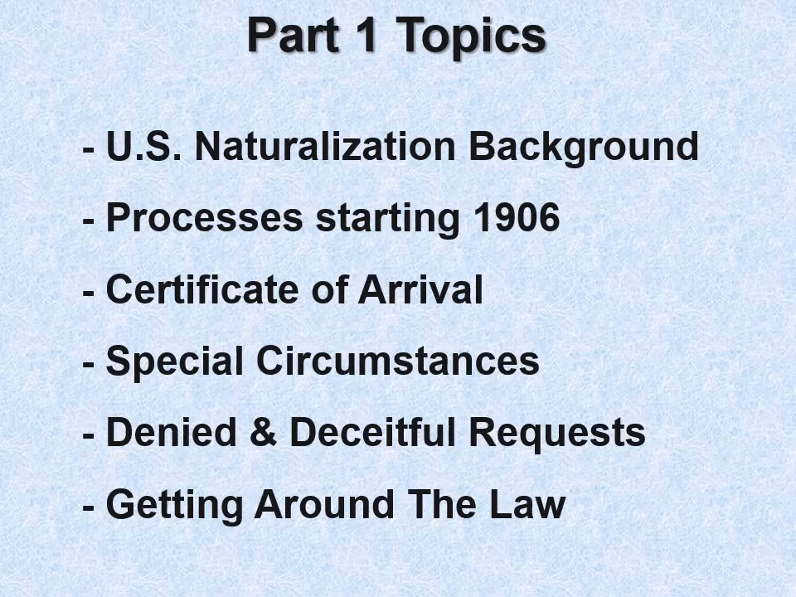Part 1 topics. I'm going to give you a little background on U.S. naturalization laws and processes starting in 1906. That's a banner year. It divides a lot of things before and after. Certificate of arrival is a very important feature. Special circumstances. And then we'll look at some applications that were denied, some deceitful requests, and then some scams, some frauds, mainly about Ellis Island getting around the law.